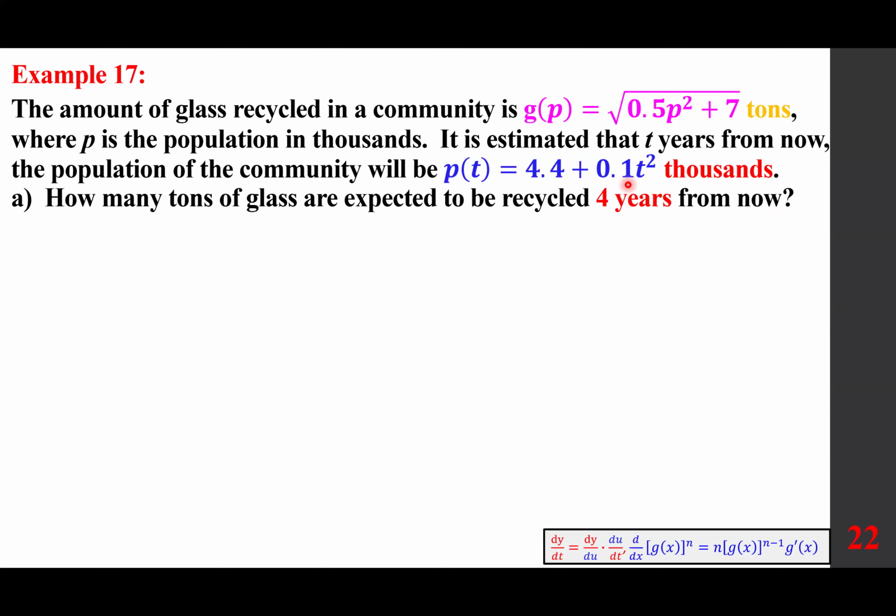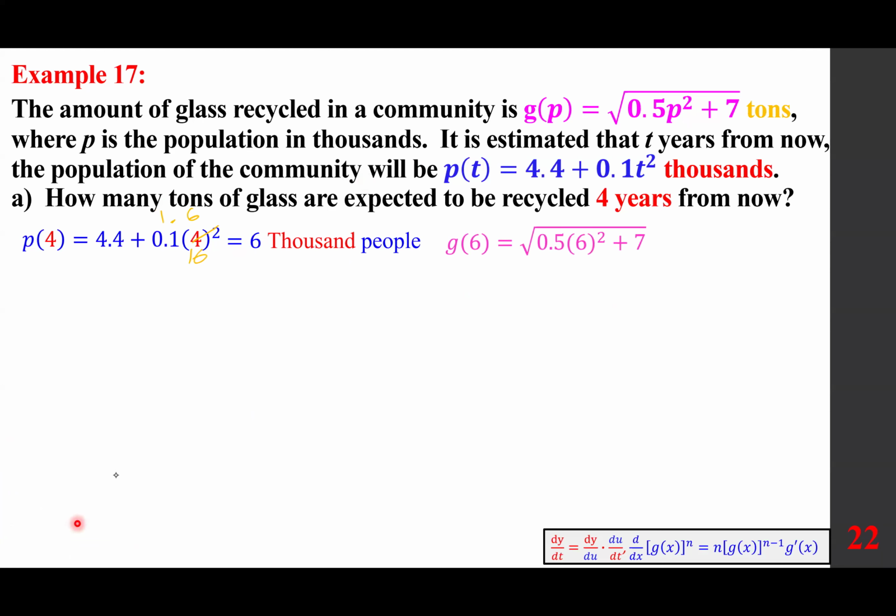Well, if you replace the T with 4 here, you get 4 squared, which is 16, times 0.1, which is 1.6, plus 4.4 gives you 6,000 people. If you put the number 6 in here, 6 squared is 36 times 0.5, 18 plus 7, 25. Square root of 25 is 5 tons of glass. So this is elementary algebra.